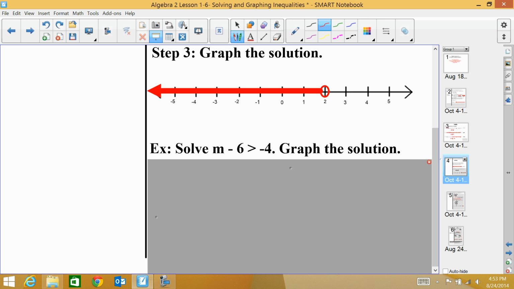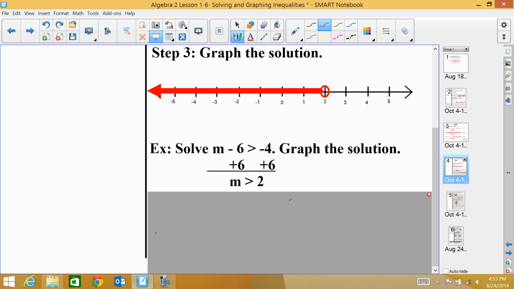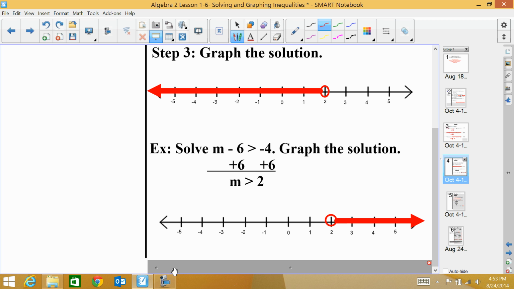Alright, let's try another one. So same thing, you're going to solve it like you would any normal equation. So if you want to get m by itself, you would add 6 to both sides. And then we get m is greater than 2. So again, we're going to draw our number line. We're going to find 2 on the number line. And then we have to decide, is it an open dot or a closed dot? Well, it's open because there's no bar underneath. And then it points to the right, so we're going to make our arrow point to the right.